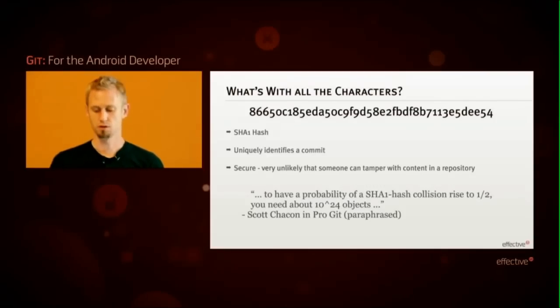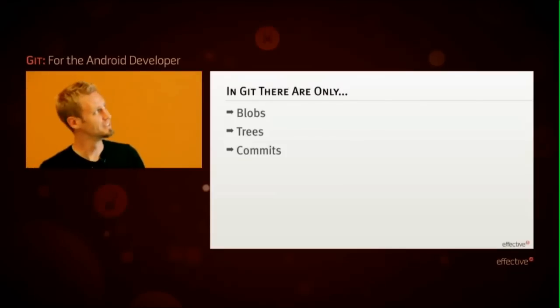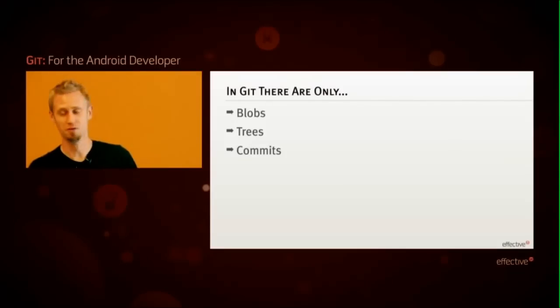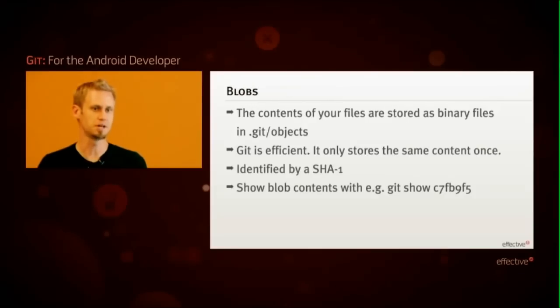Now let's talk about what goes into Git, what Git actually works with. This is a little bit of an oversimplification, but think about Git this way, and it'll get you pretty far. In Git, there are only blobs, trees, and commits. So let's talk about what those are. Blobs are like, if you come from the database world, a blob type, a binary large object. It's just a big chunk of binary data.